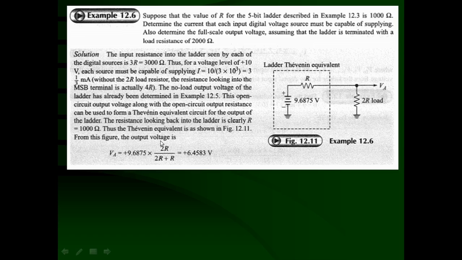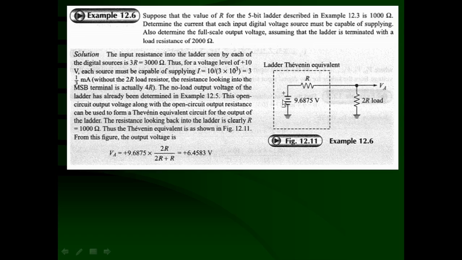From this figure, the output voltage, that is the voltage across this resistance 2R, is equal to current multiplied by this resistance 2R. What will be the current? Voltage divided by the total resistance. Voltage is plus 9.6875 divided by the resistance, that is 2R plus R, which is 3R, multiplied by this resistance 2R. That comes out to be plus 6.4583 volt. Now you can see that the voltage has lowered compared to the previous case.